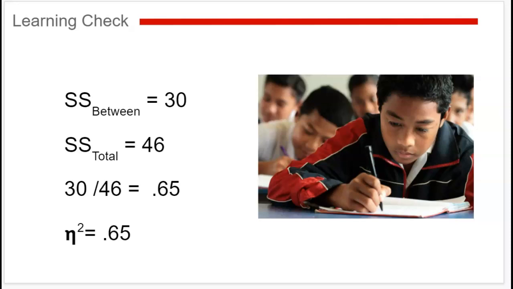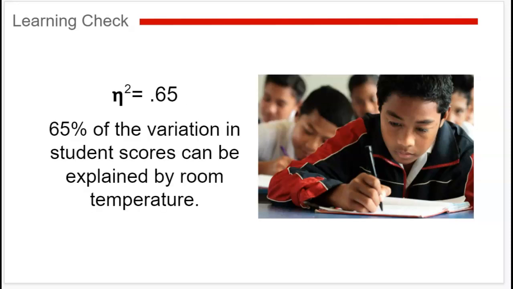And if you did 30 divided by 46, you got 0.65. 0.65 means 65% of the variance that's going on in problem solving is accounted for, attributed from differences in temperature. 0.65 is also in that large range. So I would say it's a large effect, and then I could do my interpretation.